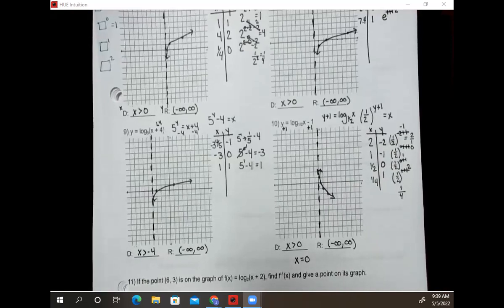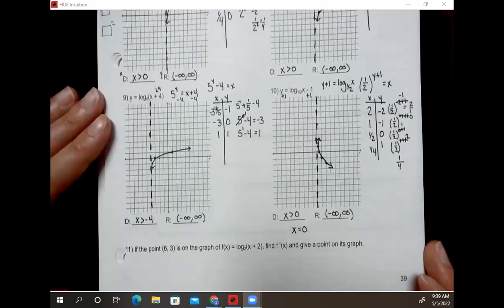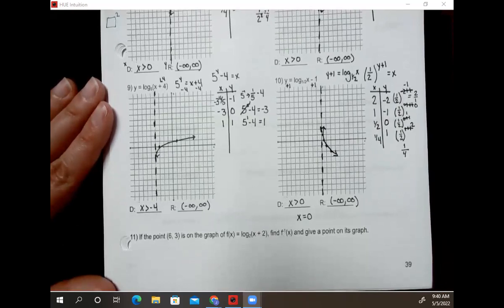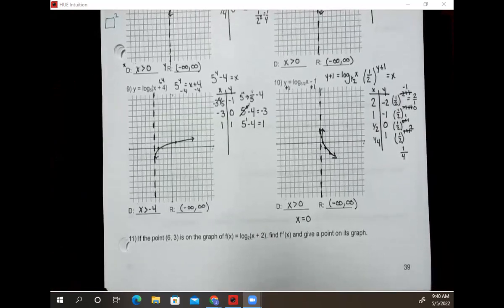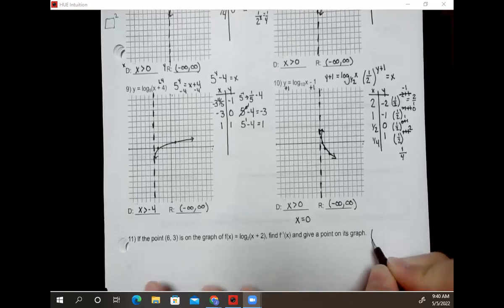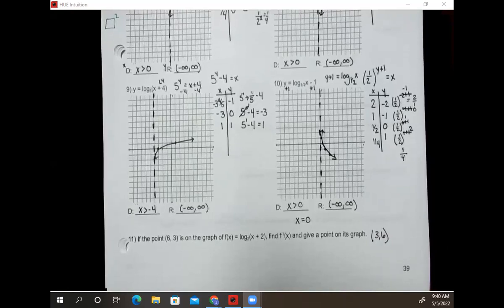Questions for me today on our graphs? Okay. The last question that we have at the bottom of page 39 gives me a point on a graph, and it gives me the function. So it says the function log base 2 of x plus 2 would have the point 6 comma 3. Now it wants me to find the inverse of that function and give a point on its graph. The easy thing here is to give the point, right? The inverse function would have the sort of swap point. So if I swap the x and y, the point on this graph would be 3 comma 6. If I switch x and y, I get a point on the inverse graph.